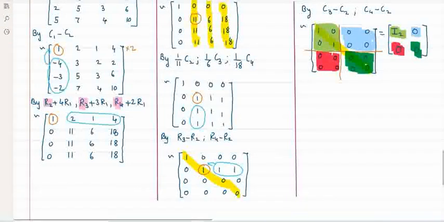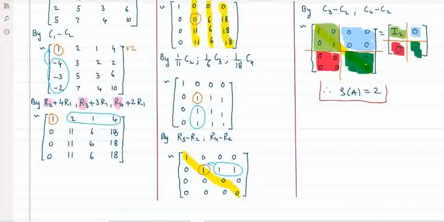So again, you are having a block like this. So what is the rank? 2. Rank of A is equal to 2. Right. Rank of A is equal to 2. That is the answer.